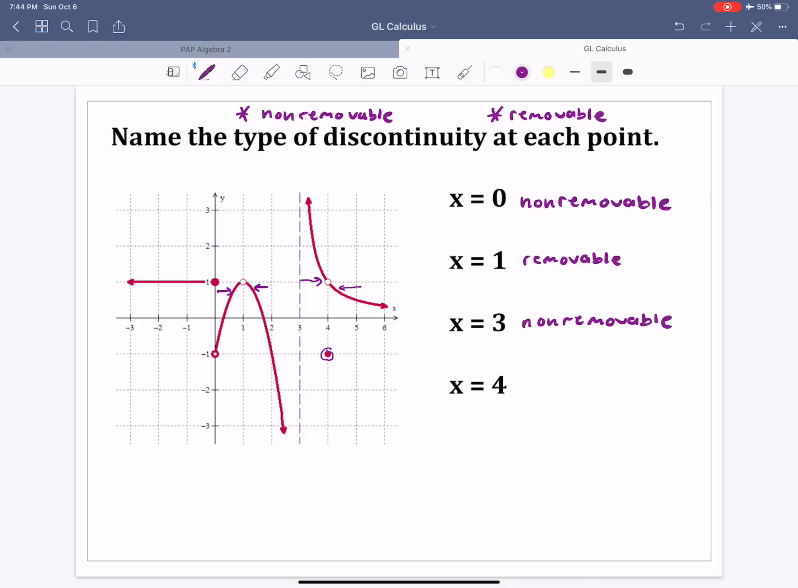But again, to be continuous, the way the function's defined and the limit have to equal the same thing, and they clearly do not here. So this is an example of removable discontinuity, because if you just filled this little circle in right here, it would be continuous. It's just a hole in the graph.